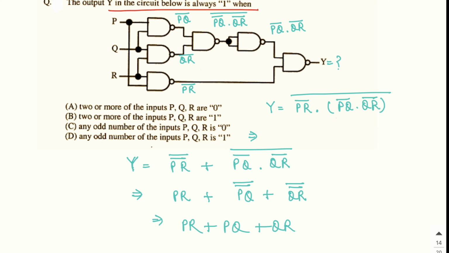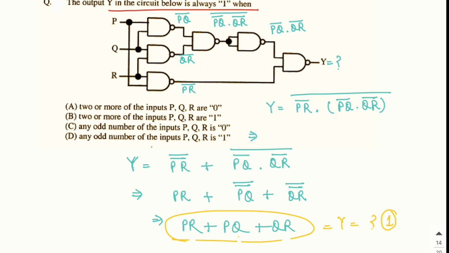Now what does this expression tell us about the answer? So this is what y is equal to. You have to find out when y will be equal to 1. The first option says that when 2 or more of the inputs p, q and r are 0. Now if any 2 inputs are 0, I know that each of these terms will reduce to 0 only, and hence this is not the correct answer.